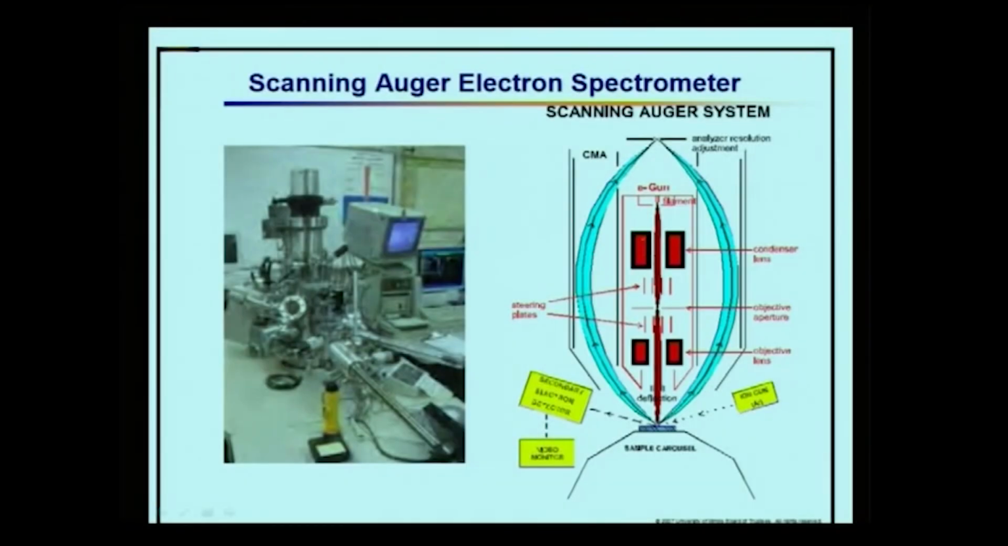What you see here is the scanning coil, the electron beam filaments, the objective lens, and the condensation lens. The scanning coil will scan the beam; it is basically the same as in a scanning electron microscope. Then you have a secondary electron detector here, and an ion detector here, which sputters the sample carousel.